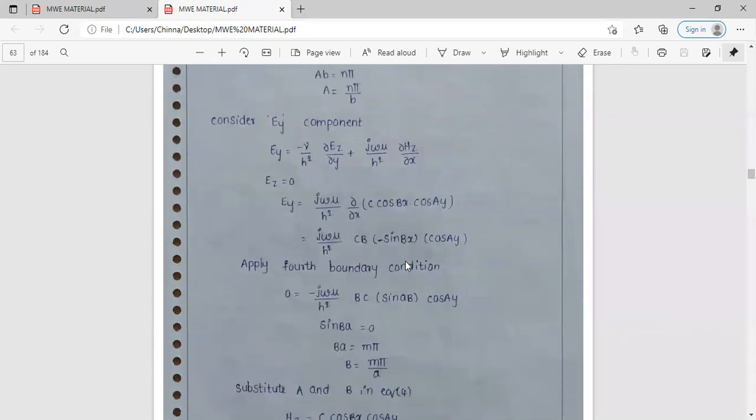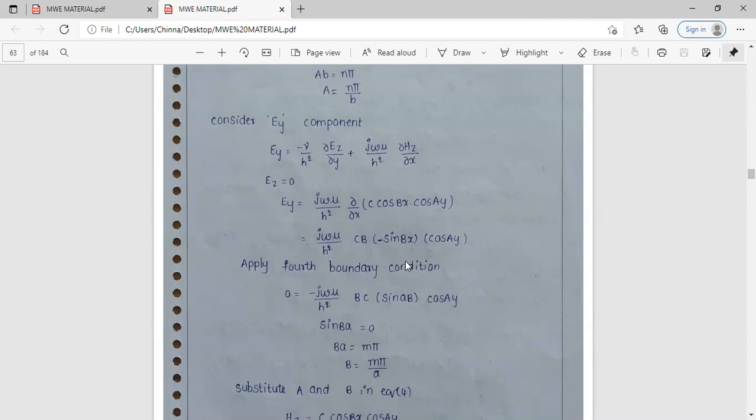So Ey is equal to j omega mu by h square c b into minus sin bx cos ay. Apply the fourth boundary condition for the above expression. Then we can obtain 0 is equal to minus j omega mu by h square b c sin ba into cos ay. Okay. So here sin ba is not equal to 0. So ba is equal to m pi.